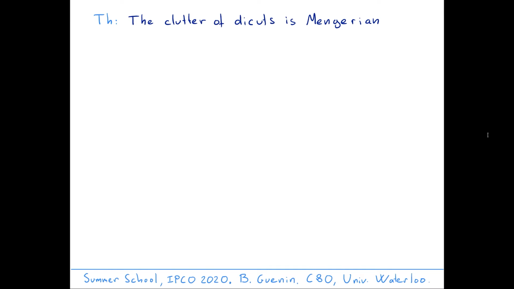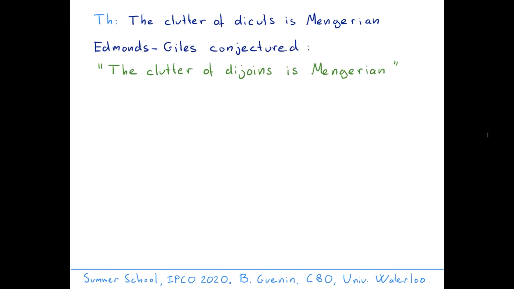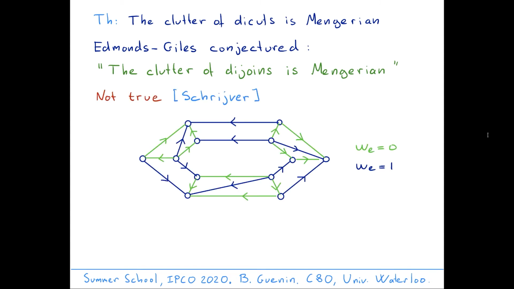Alright, so I stated the result again. The clutter of dicuts is Mengerian, and you could say, well, what if I replace dicuts by dijoins? Is it true that the clutter of dijoins is Mengerian? This was a conjecture of Edmonds and Giles. It turns out that this is not true, and here's the example, which is due to Schrijver.